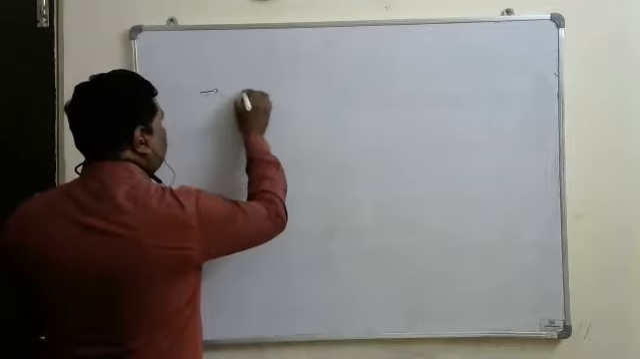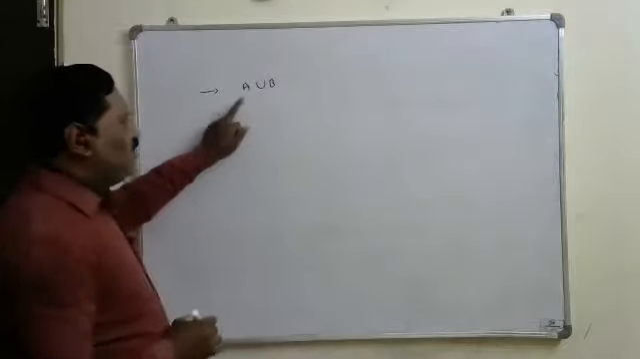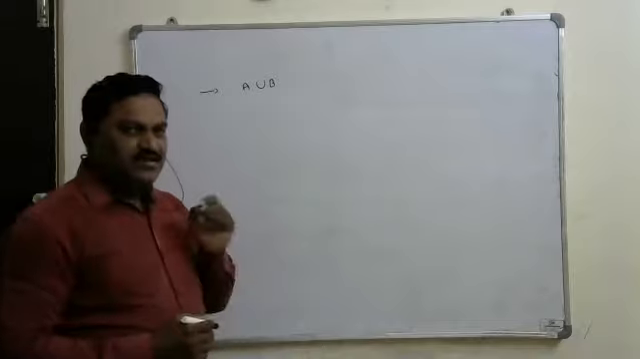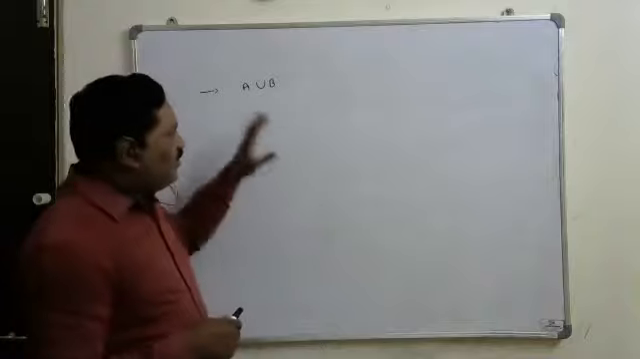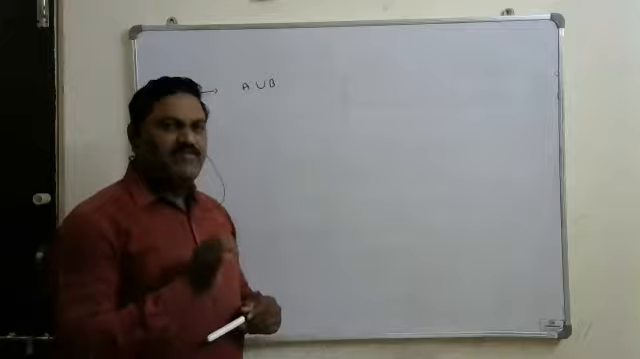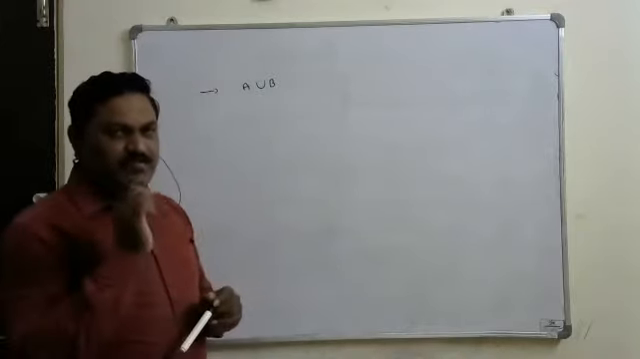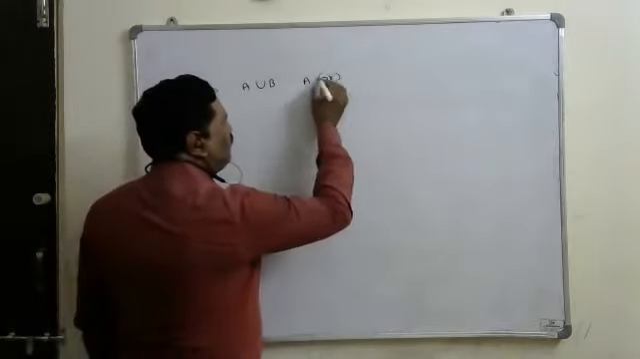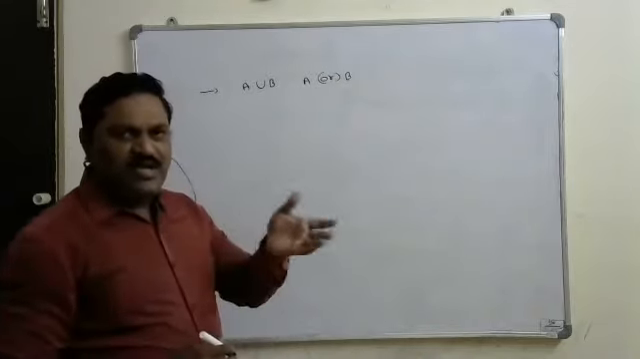The union of sets is represented by A union B. This is the symbol for A union B. It represents the set of elements which are available either in A or in B. Whenever union is there, we write it as A or B, meaning we write all the elements available in A and B.